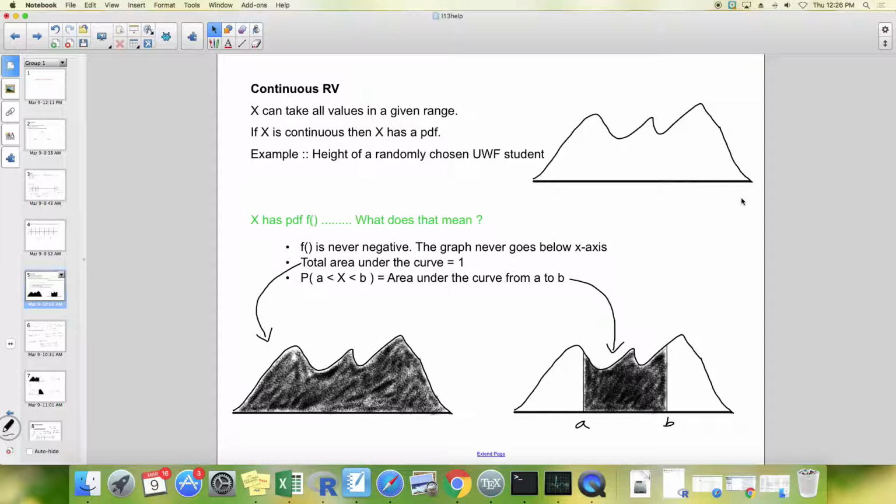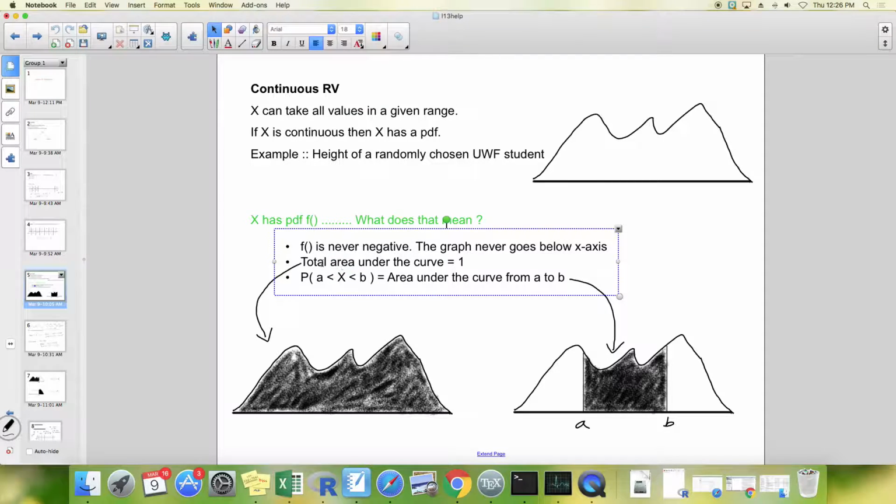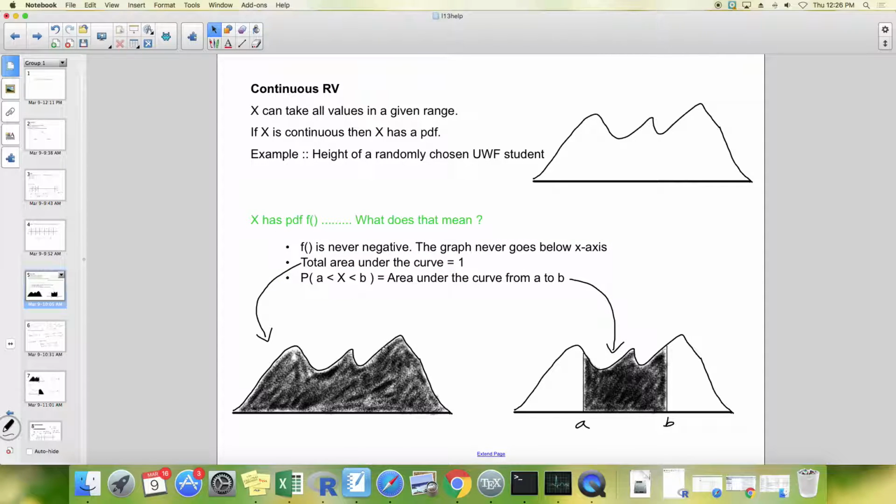First of all, this graph that I have drawn over here should always remain positive or zero. It cannot go below zero. PDF cannot take any negative values. Next, total area under the curve is 1. That sounds like some math thing, but all it's saying is, this shaded area on the left, that's the total area under this curve, and that's 1. Why is it 1? Because total probability is always 1.